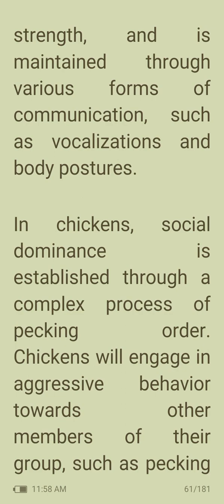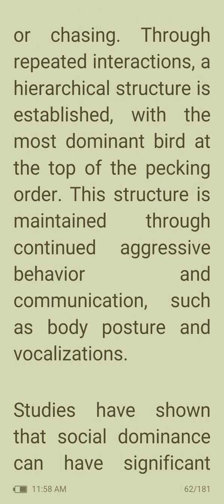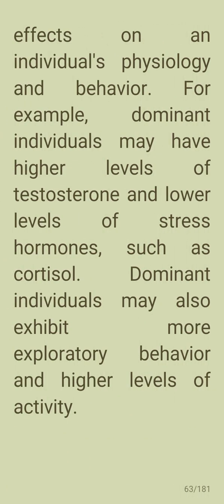In chickens, social dominance is established through a complex process of pecking order. Chickens will engage in aggressive behavior towards other members of their group, such as pecking or chasing. Through repeated interactions, a hierarchical structure is established with the most dominant bird at the top of the pecking order. The structure is maintained through continued aggressive behavior and communication, such as body posture and vocalizations. Studies have found that social dominance can have significant effects on an individual's physiology and behavior.